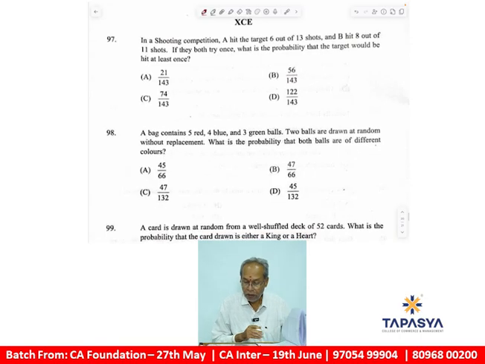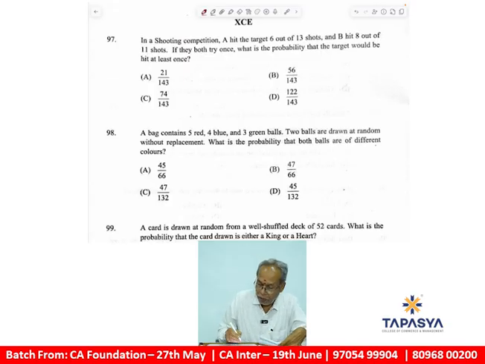Next comes the shooting. Again, probability questions are there from 97, 98. Right? So in a shooting competition, A hits the target 6 shots out of 13. B hits 8 out of 11 shots. If both try, what is the probability that the target will be hit?